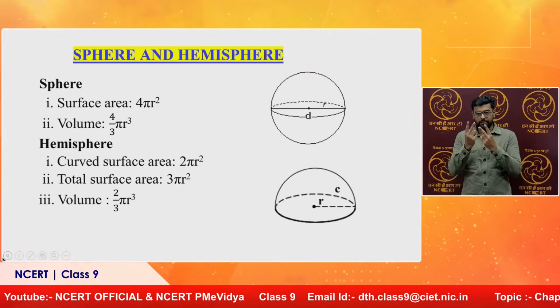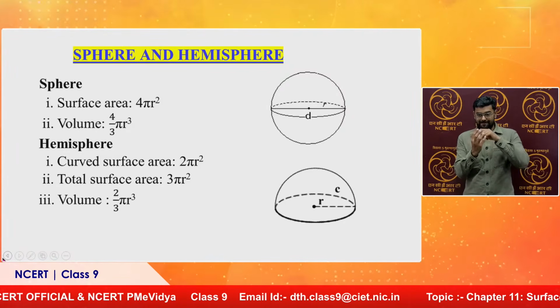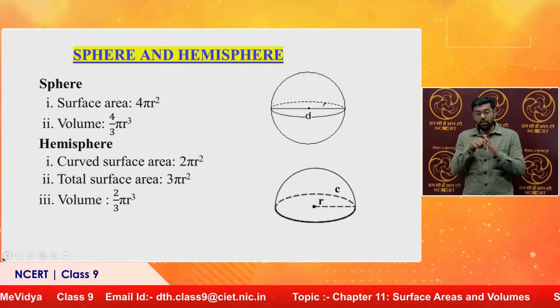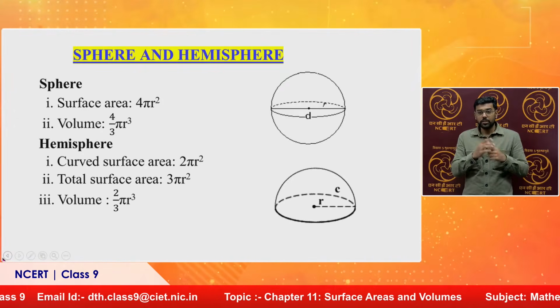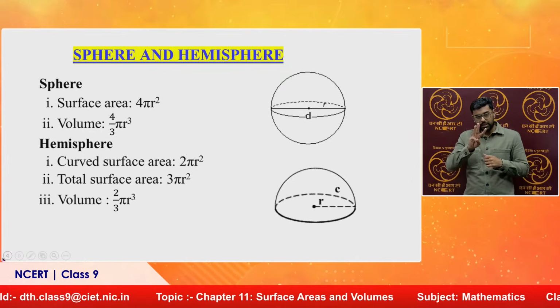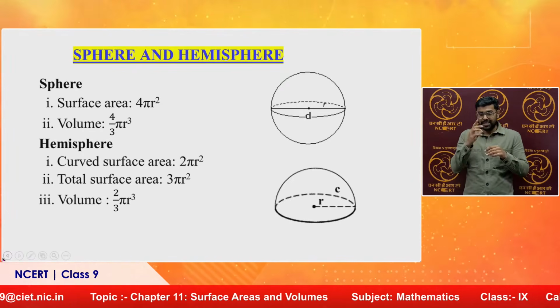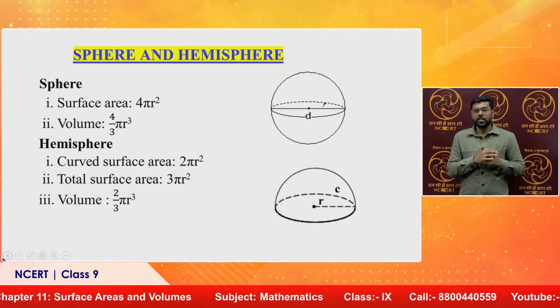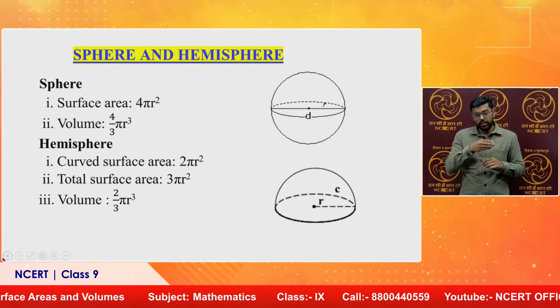Alright. Now, let us see, we have a sphere, and surface area of sphere is how much? 4 pi r square, as I told you. And what is the volume, children? It is 4 upon 3 pi r cube. We have hemisphere. Hemisphere is just half of sphere. So, curved surface area will be naturally 2 pi r square. I will divide 4 pi r square by 2, it becomes 2 pi r square.